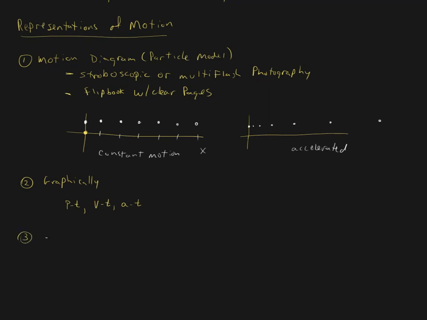And the third way is a numerical approach to representing motion. And numerically, that means we're going to be using equations. And we've got four primary equations of motion. Just to list them out for you, because we're going to need these later. d is equal to v initial t plus 1/2 a t squared. d is equal to 1/2 times v initial plus v final times t. v final squared is equal to v initial squared plus 2ad. And then finally, we get v final is equal to v initial plus at.